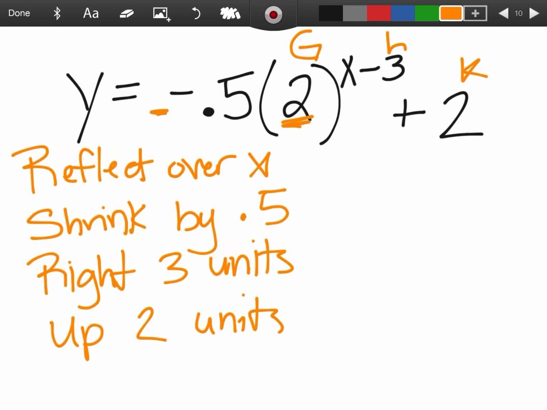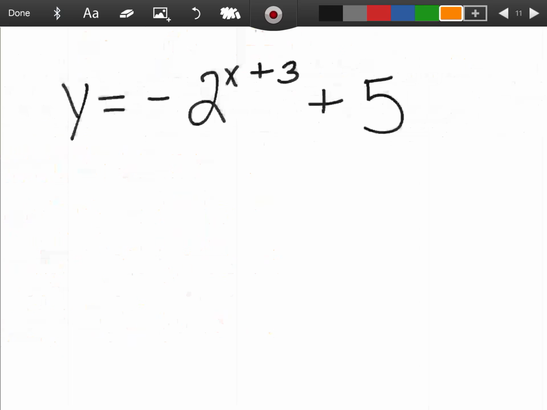Okay, so reflect over X, shrink by 0.5 or 1/2, right 3 units, up 2 units. Okay, look at this one. Now notice I don't have a separate A out here. I still have my base. That's going to tell me growth. And the base is always next to the exponent. That's how you know it's the base.